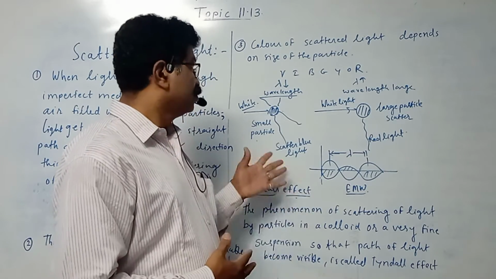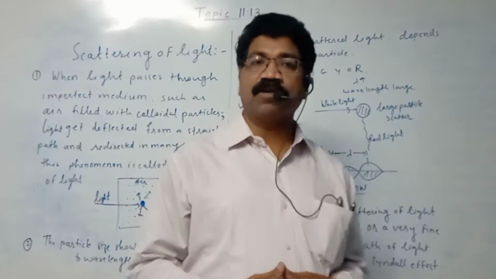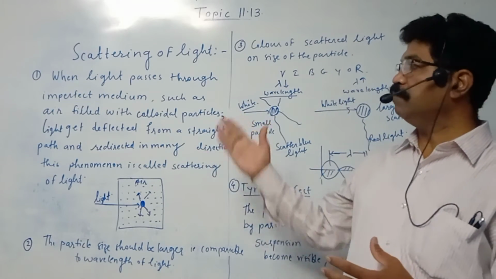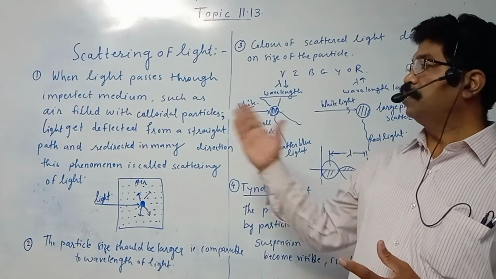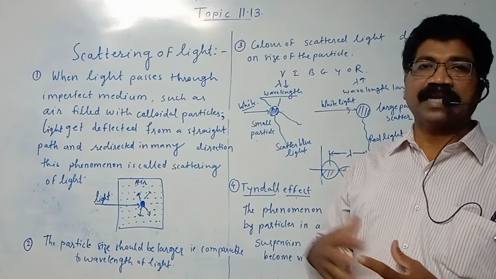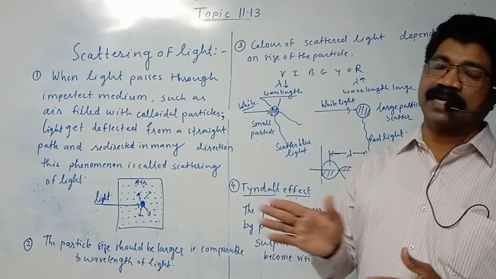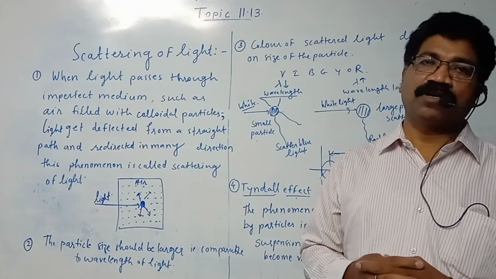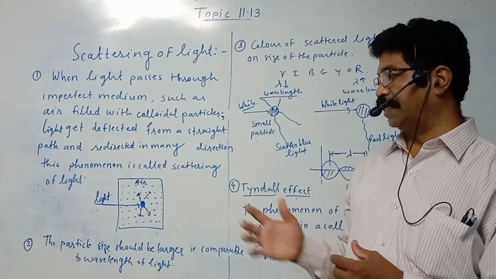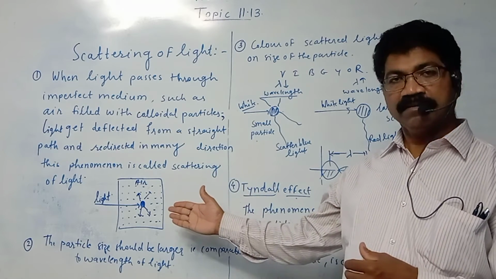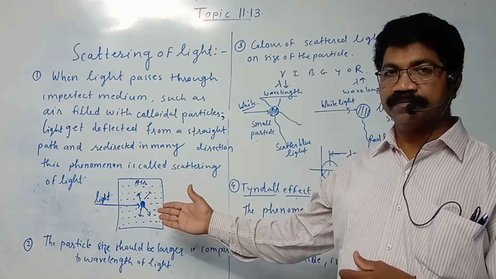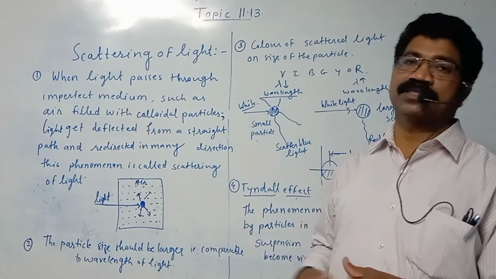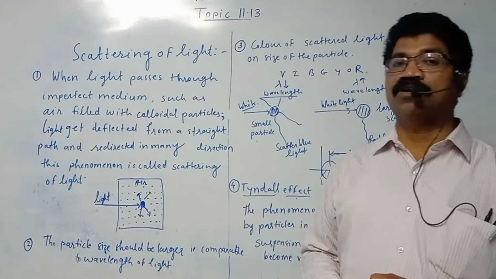Okay, so what is scattering of light? Scattering of light क्या हुआ? When light passes through an imperfect medium, how is the imperfect medium? Such as air filled with colloidal particles. What happens? Light gets deflected from the straight path and redirected in many directions. This phenomenon is called scattering of light. So light is falling on the particles present in the air in the form of suspension or colloidal solution. The light is redirected in different directions. So this phenomenon is called scattering of light.